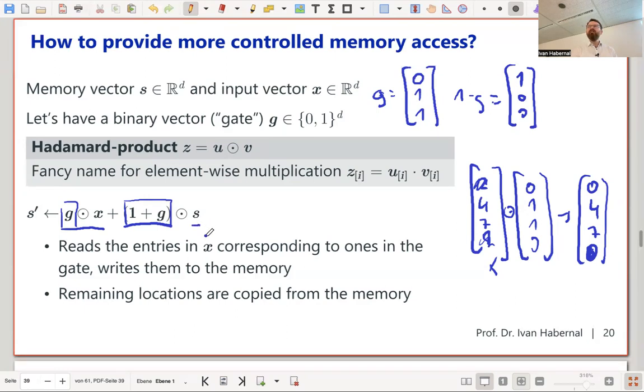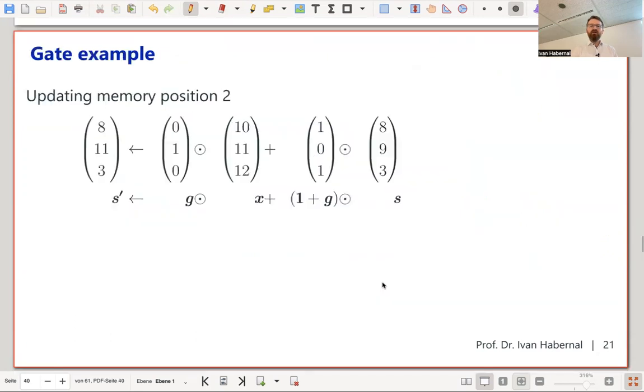Okay, so it's interesting. What is it doing? This is saying: where the gate is 1, take the input, and where the gate is 0, take the state, and add them up. I'll have an example on the next slide. So it basically reads the entries in X corresponding to ones and writes them to the memory, and the remaining locations are taken from the memory. So here I have a full working example, I guess.